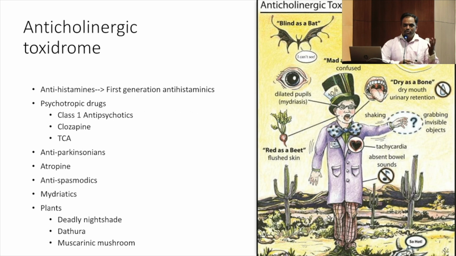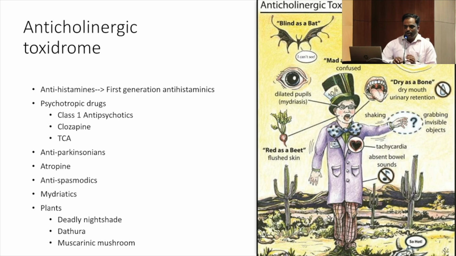So most of the time we know anticholinergic means the drug which comes to us is atropine. But the toxidrome causes will be antihistaminics, particularly class 1 antihistaminics, and psychotropic drugs, that is class 1A antipsychotics, clozapine, and tricyclic antidepressants. Some of the anti-Parkinsonism drugs can present as anticholinergic toxidromes, as can atropine, antispasmodics, and plants like datura poisoning and Atropa belladonna, that is deadly nightshade.